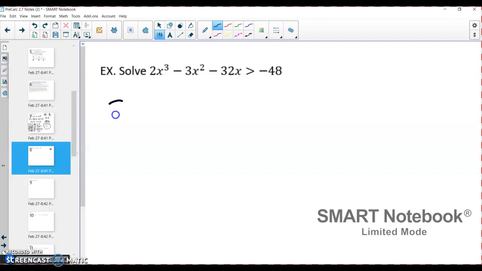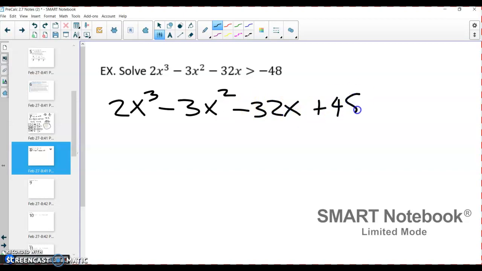We now have 2x cubed minus 3x squared minus 32x plus 48 is greater than 0. All I did was add over my 48. I'm going to group these. This is something I said in class, but I'm going to group these. It's not something you often see, so don't worry if you don't really understand the grouping factoring part of this. It's more or less just to show another example of testing intervals and critical or key points here.